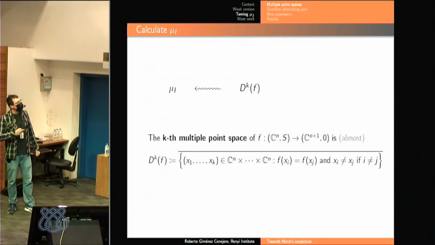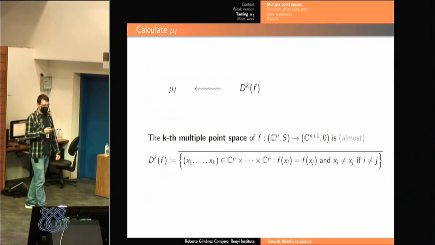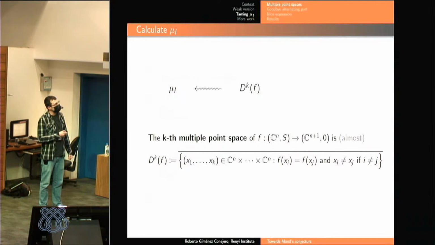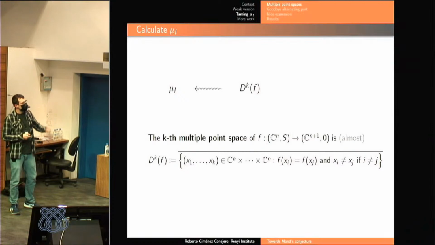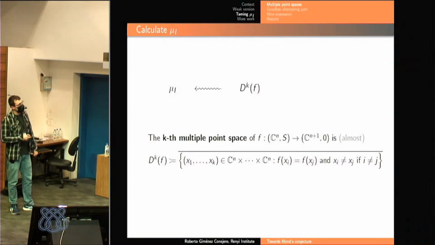And how can you compute the image Milnor number? Well, there are objects that are called multiple point spaces that contain the information to give the image Milnor number. And these guys are the following, or almost the following. So you take points that are mapped to the same thing. They have the same image, but the points are different. And then you take the closure of this. These are multiple point spaces.